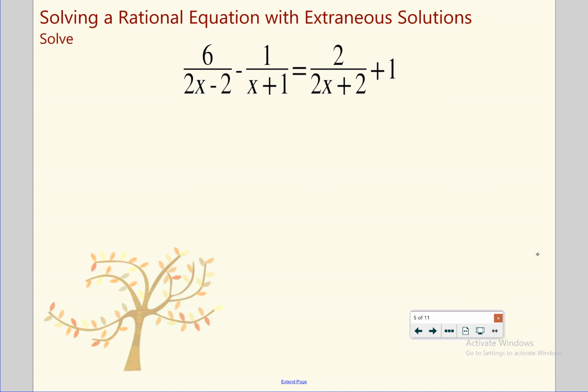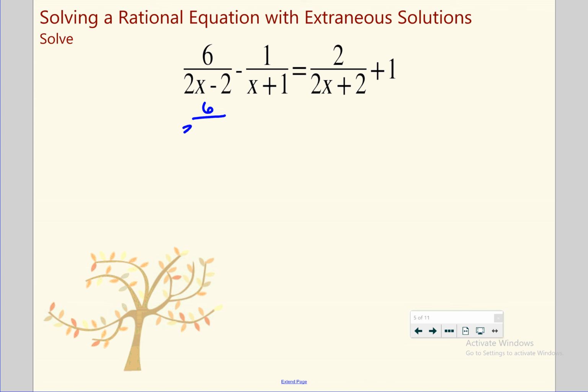Let's do this one. 6 over 2x minus 2 minus 1 over x plus 1 equals 2 over 2x plus 2 plus 1. There's a lot to unload here. All right, so I'm going to do a couple things to make this nicer to look at. I'm going to try to factor anything I can in the denominator. If I factor my denominators, it'll be less I have to worry about as far as a common denominator later. So what can I factor out of that denominator?